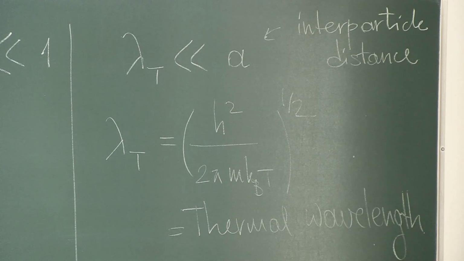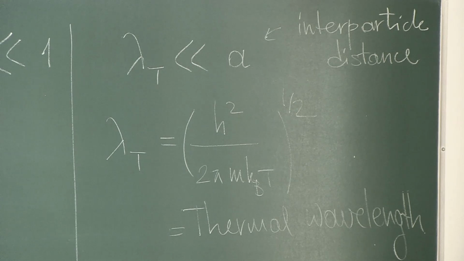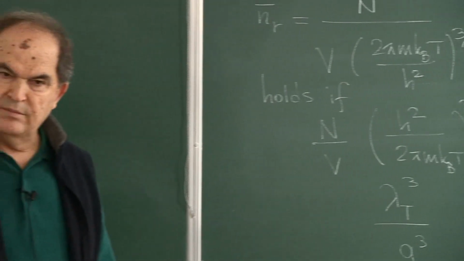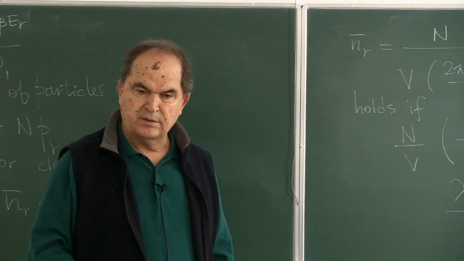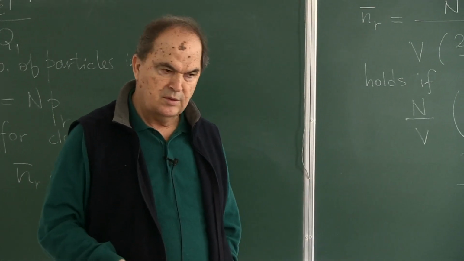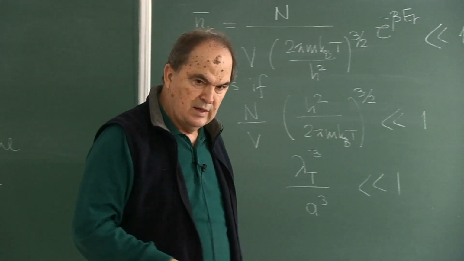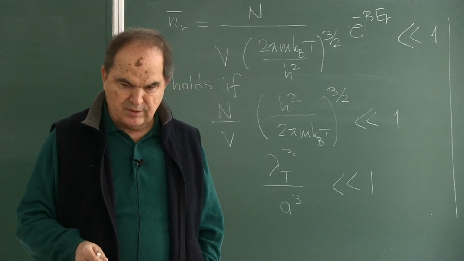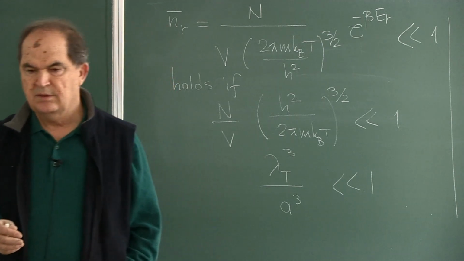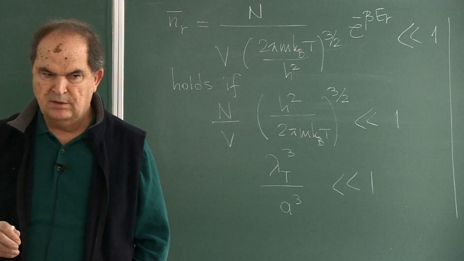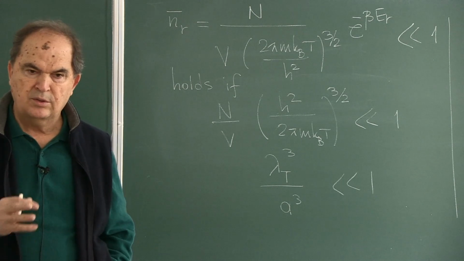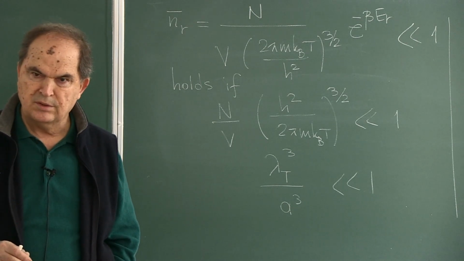So we have a condition for the quantum effects to be important, and it is that the thermal wavelength becomes comparable to the interparticle distance. We are going to see this in the quantum gases like fermions and bosons. For example, when the interparticle distance and the thermal wavelength are more or less equal to each other, you can see the start of Bose-Einstein condensation in a Bose gas.